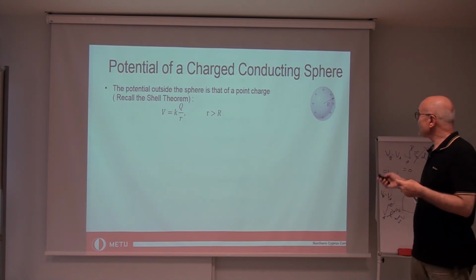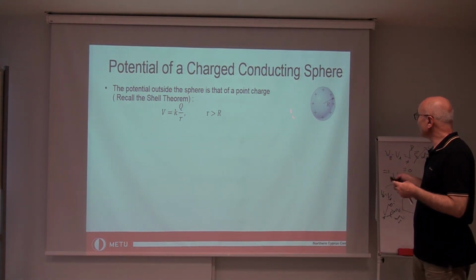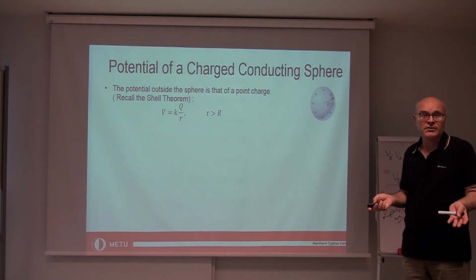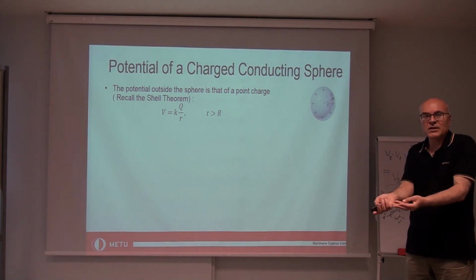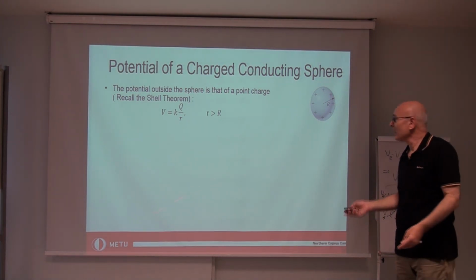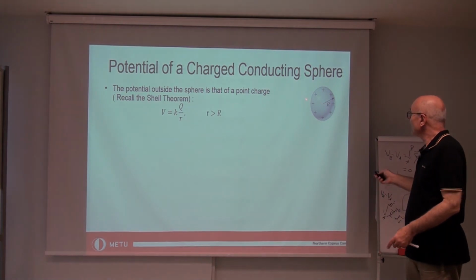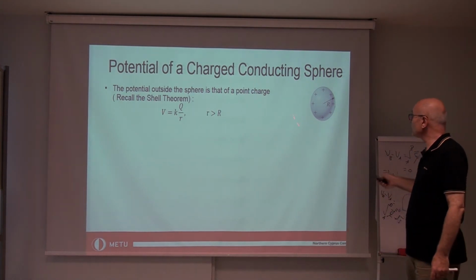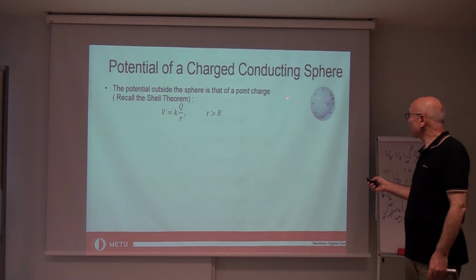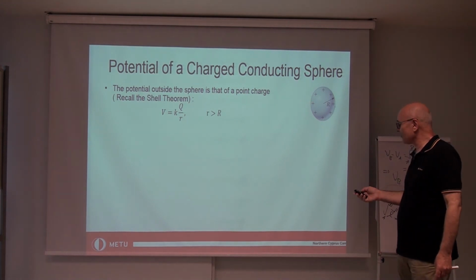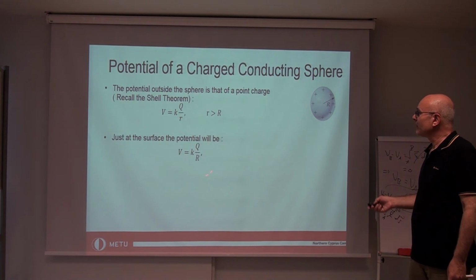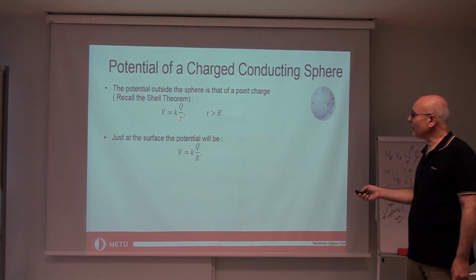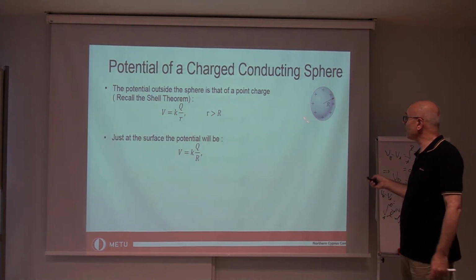So since outside here the electric field will be that of a point charge, then the potential outside will be that of a point charge, because what gives rise to the potential is the presence of the electric field. And therefore I know that the potential for points outside the charge is just kq over r, where q is the total charge on the sphere. Now when I approach the surface, just at the surface, the electric potential will be this. Just let r be capital R, and this is the potential at the surface.